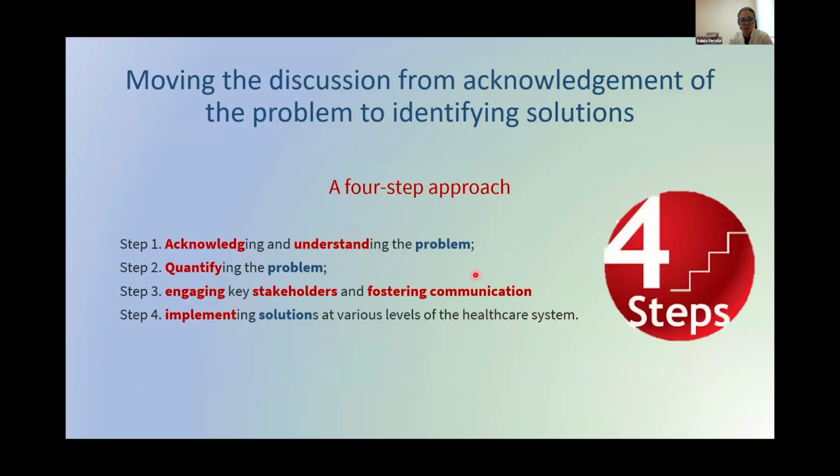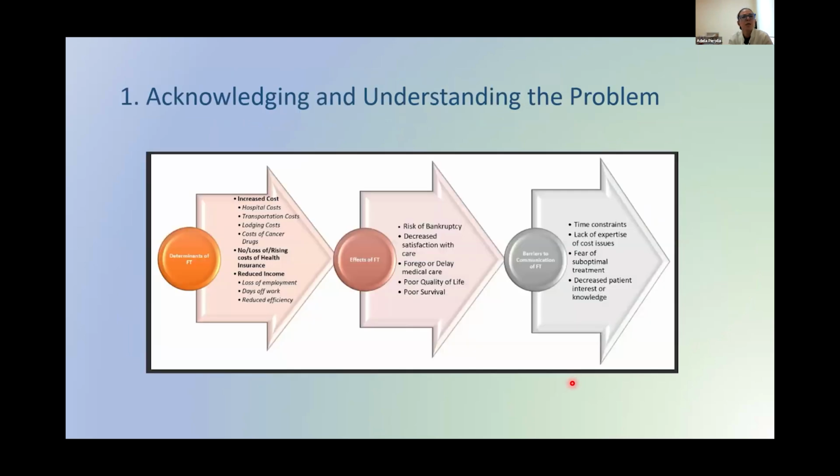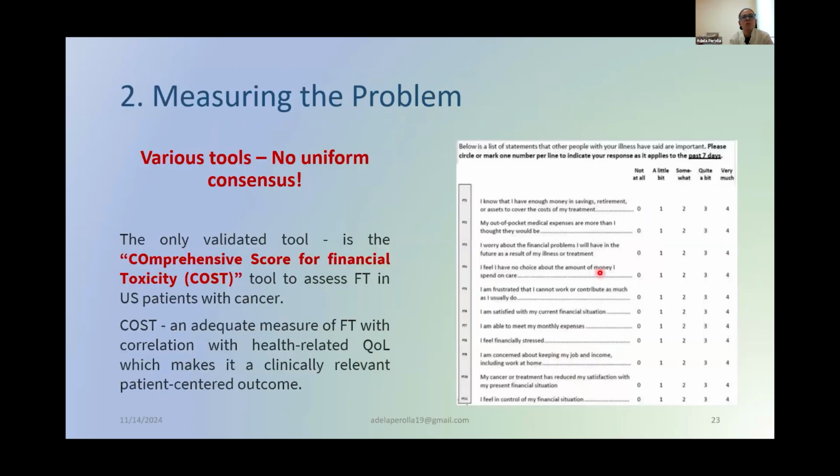Acknowledging and understanding the problem of financial toxicity is the first step. Second, we have to quantify this problem, and we have to engage the key stakeholders and foster communication with them in order to implement solutions at various levels of the healthcare system to resolve this financial toxicity in these patients. To measure the problem, we have various tools, but there is no uniform consensus about this. The only validated one is the COmprehensive Score for financial Toxicity, the COST, and here is the score on the right side of your screen that can be used.